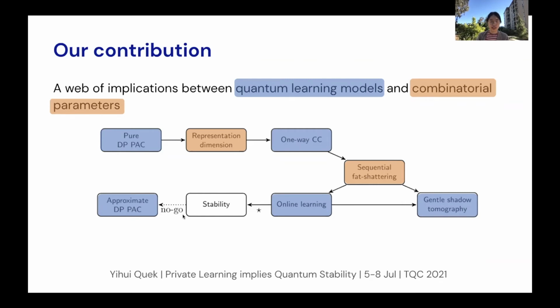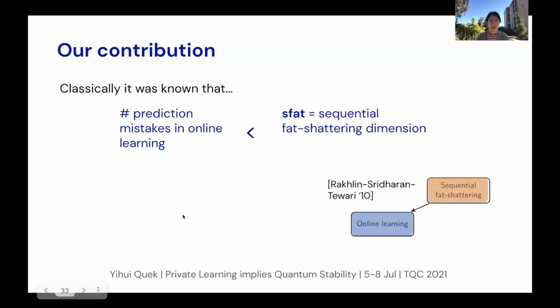Stability basically means that a learning algorithm outputs some hypothesis state sigma within a ball of hypothesis states with high probability. So I'm going to go through each of those links one by one.